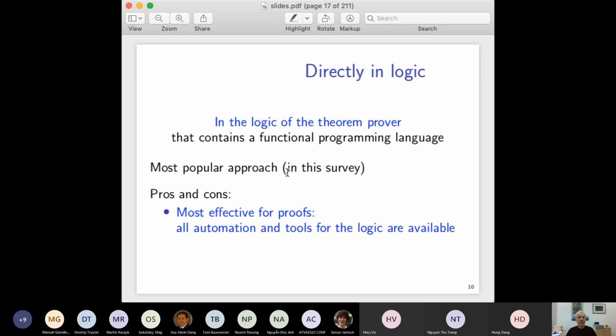And the pros and cons: the big advantage is that it's most effective for proofs. All the automation and tools for the logic are available in your proofs. There is no indirection. You're really directly on the metal, so to speak. The disadvantage is that the only thing you have is functional programs.